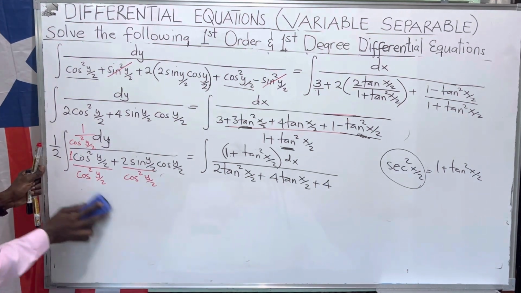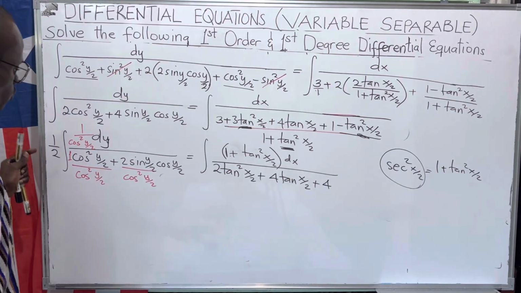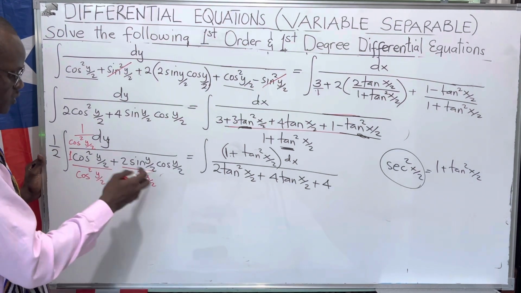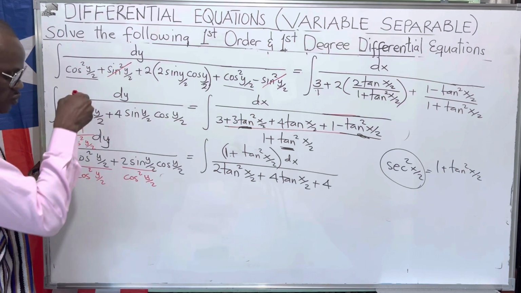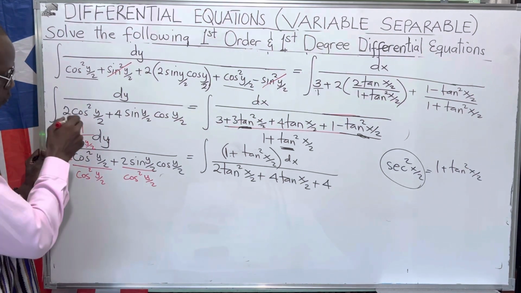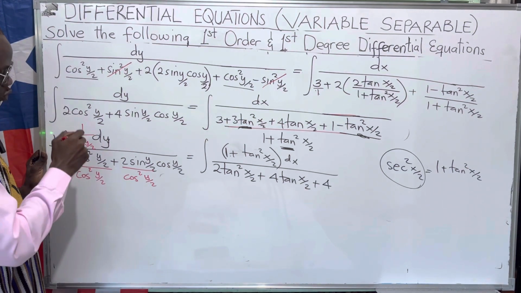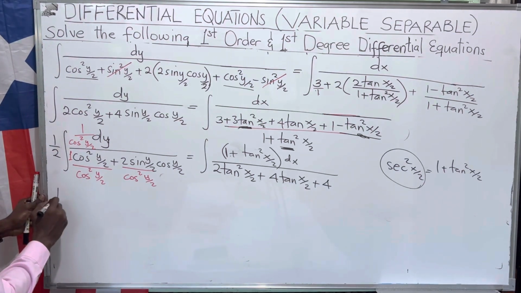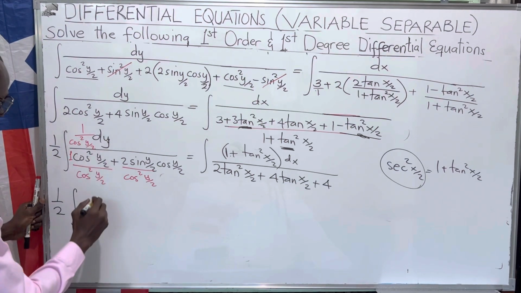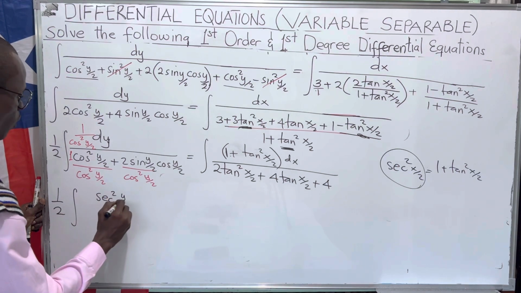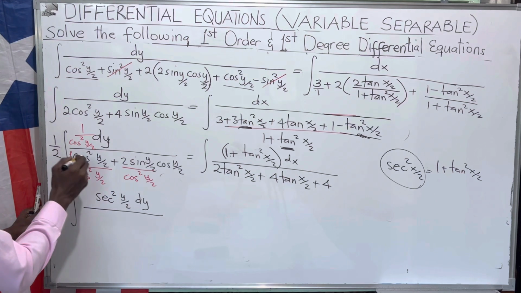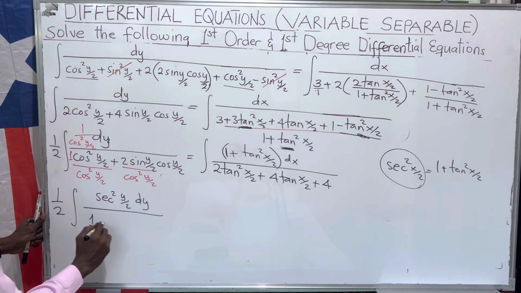What you're trying to do is to ensure that you rewrite this expression so that if you allow your u to be something down in the denominator, if you differentiate, you will have what you need up within the numerator. So 1 over cos square, we know that is secant square y over 2. So this is secant square y over 2 dy. So cos and cos is just 1.